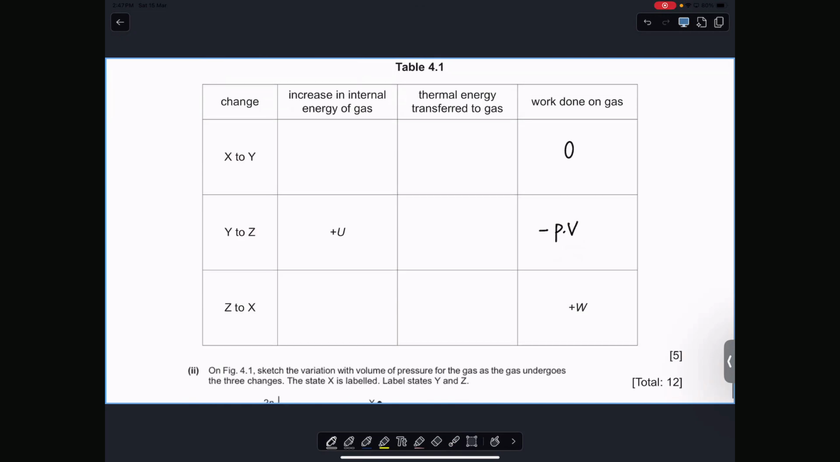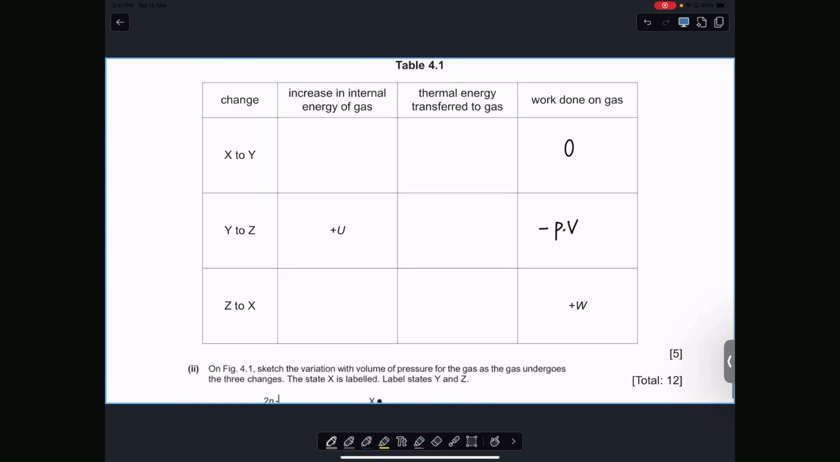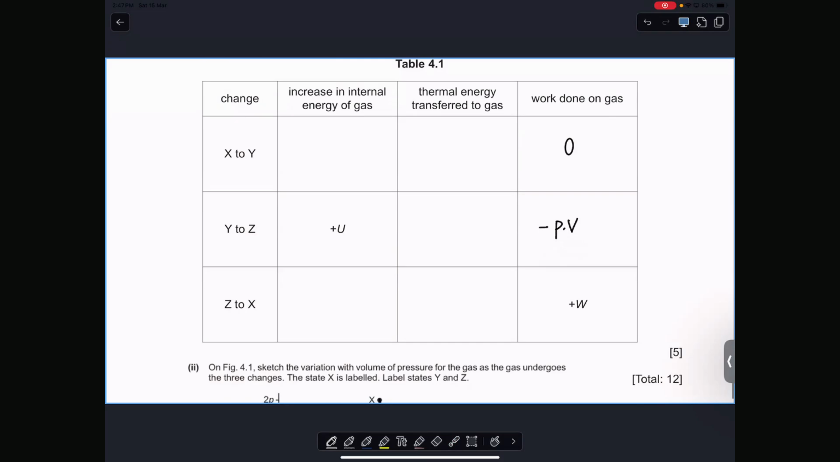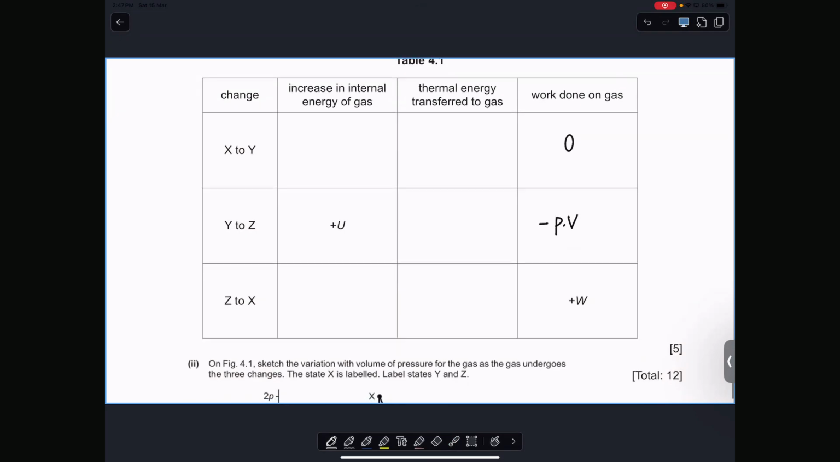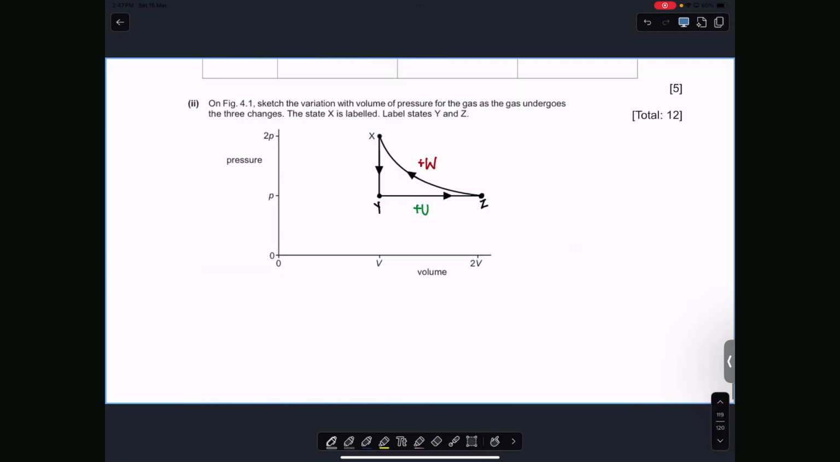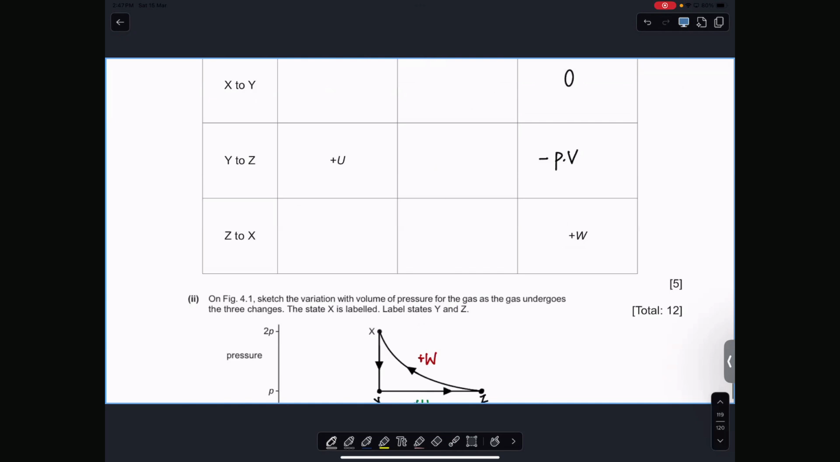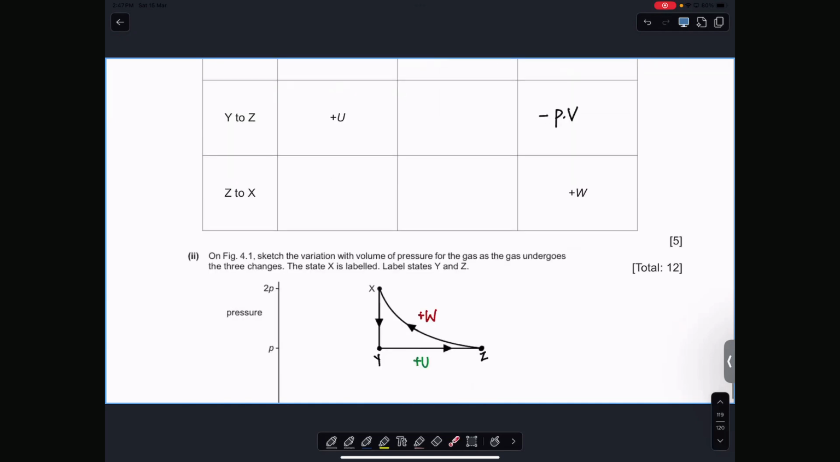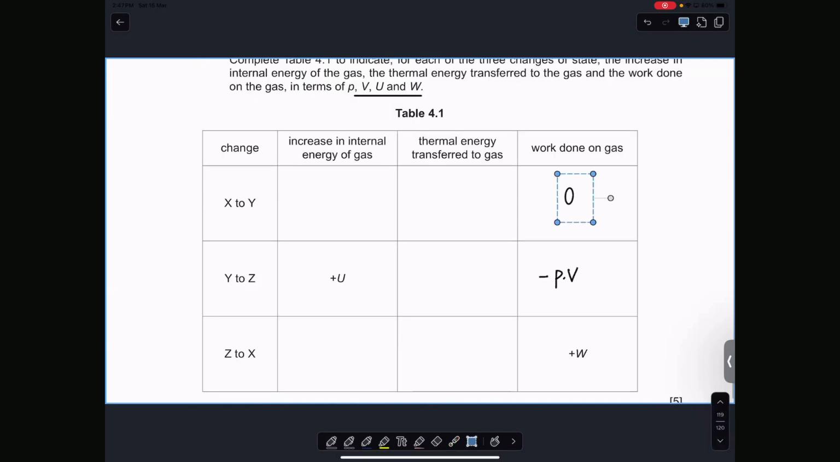তারপর হচ্ছে thermal energy transferred to the gas, internal energy of the gas, x to y. X to y তে internal energy কি হবে? X y না, y to z, z to x. What's the internal energy going to be from z to x? 0. কেন? Because it's happening at what temperature? Constant temperature, right? So it হবে 0.